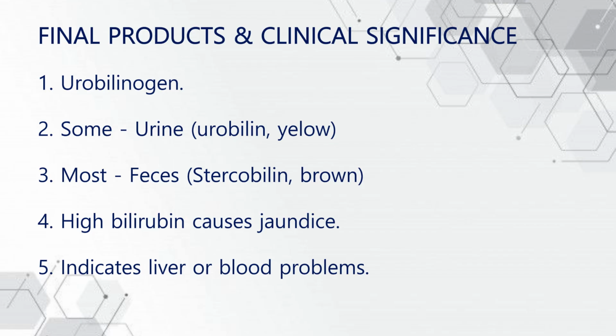About the clinical significance, high bilirubin causes jaundice. When bilirubin level rises in blood, it leads to jaundice. This causes yellowing of the skin and eyes. Also, it indicates liver or blood problems. Abnormal bilirubin or urobilinogen levels suggest liver diseases such as hepatitis and cirrhosis. Also hemolysis, that's excess breakdown of red blood cells. Also bile duct obstruction. Bilirubin cannot reach the intestine if bile duct obstruction occurs.